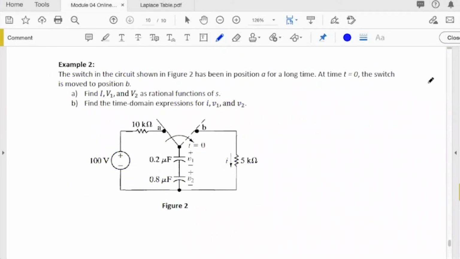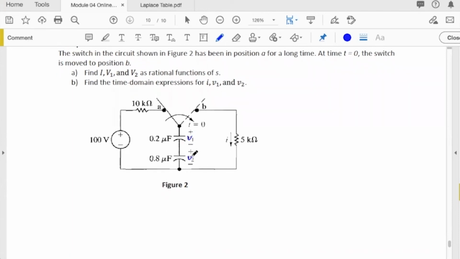So next we look at example 2. In this example you have position A and position B, where the switch is moving from A to B. The first question that we need to do is find the current, the voltages V1 and V2 as rational functions of s. So that is your V1(s) and V2(s).